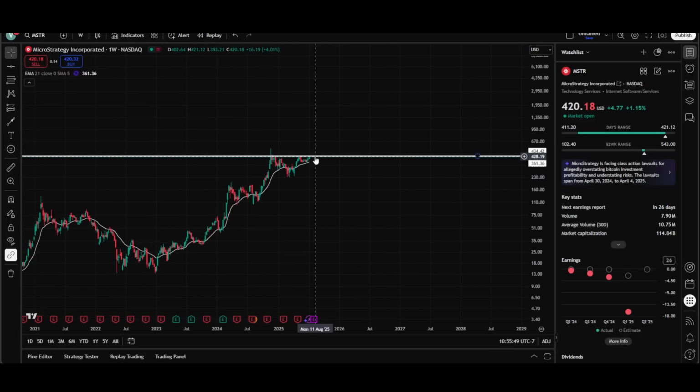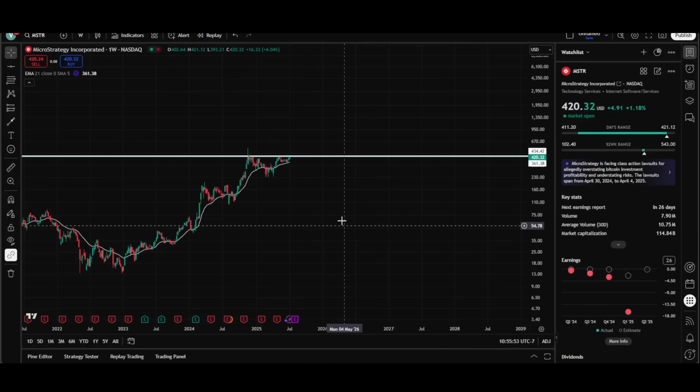If we top right now, then I'm holding, because I know it's probably going to get there eventually. Maybe not this cycle, but next cycle. So I'm okay with that.